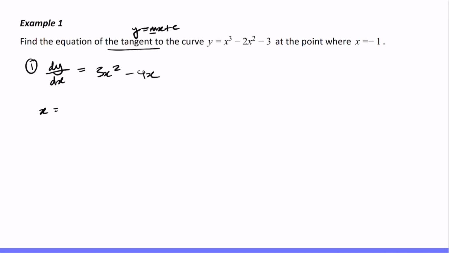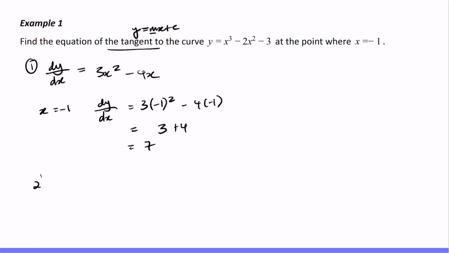Now to find the gradient when x is equal to -1, I just have to sub in -1 into that function there. So dy by dx, so the gradient at that point is going to be 3 times -1 squared minus 4 times -1. Now when you work that out, that's going to be 3 plus 4, which is 7. So that tells me that when x is -1, the derivative is 7.